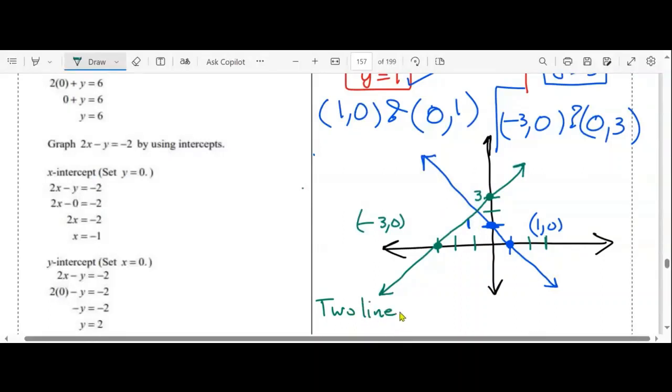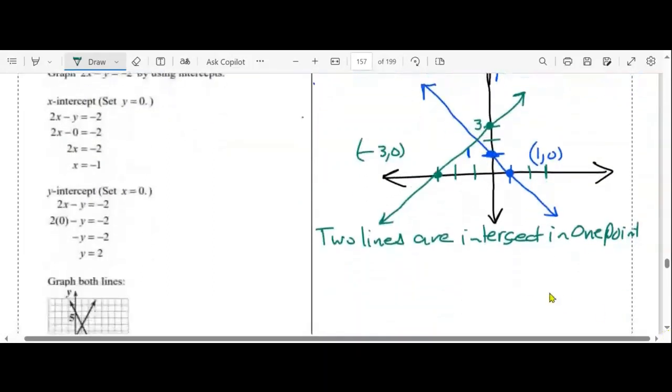Yes. Then you say the two lines intersect in one point. So what is the solution point? The solution point is how much? Minus 1 and 2. Minus 1 and 2. That's it. Thank you. That's the solution. Easy as easy.